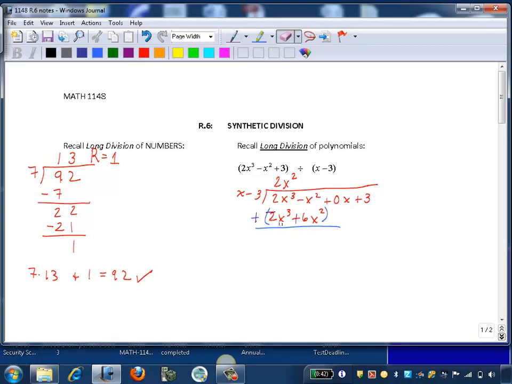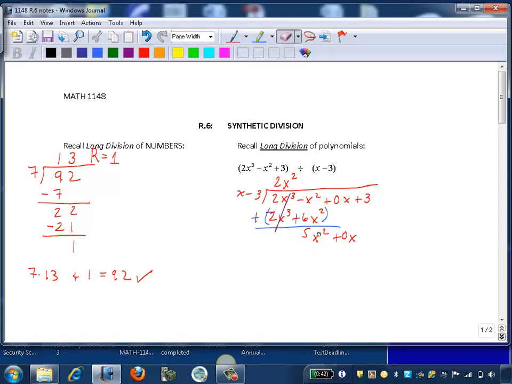So now 2x cubed plus negative 2x cubed, those add up to 0. So those cancel out. And then we've got our negative x squared plus 6x squared, which will give us our 5x squared. And now we're going to bring down the next term, the 0x. So now I'll repeat the process again.